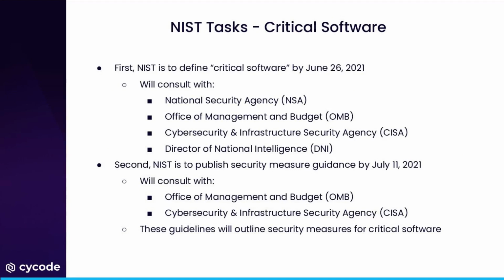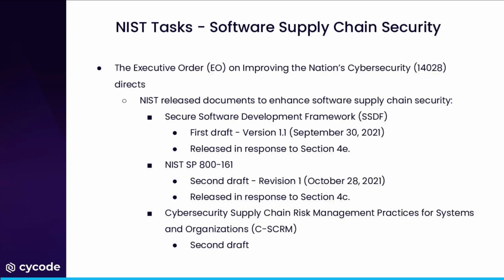So one of these critical tasks that NIST has completed is defining critical software. It's met with the National Security Agency, the Office of Management and Budget, and the Director of National Intelligence to define these standards. A draft update is available on their website, and these guidelines will all be used to evaluate security measures.